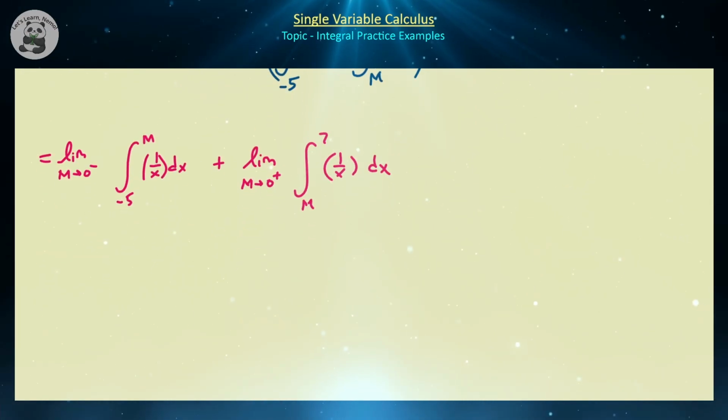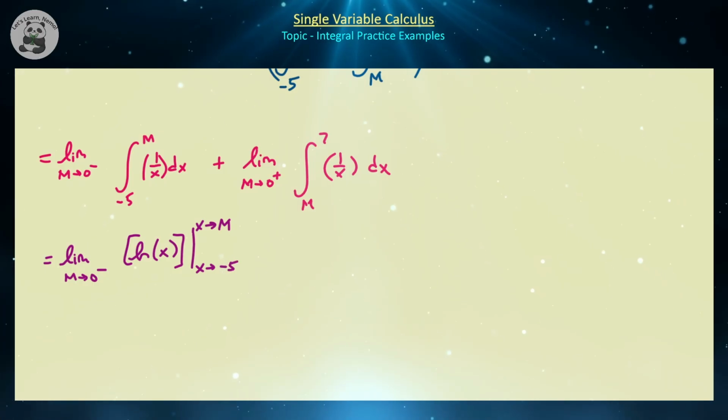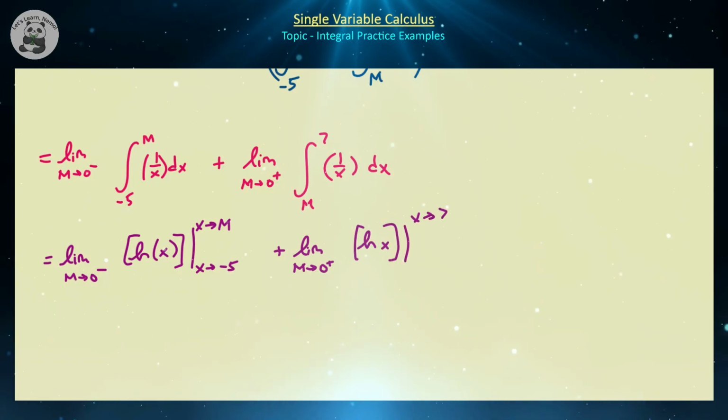So we know the antiderivative of 1 over x, and 0 is not between minus 5 and m because we're approaching 0 from the left-hand side. Therefore, this integral is just going to be equal to the limit as m approaches 0 from the left of the natural log of the absolute value of x, evaluated from x equals minus 5 to x equals m. And then we have the limit as m approaches 0 from the right-hand side of the natural log of the absolute value of x, evaluated from x equals m to x equals 7.